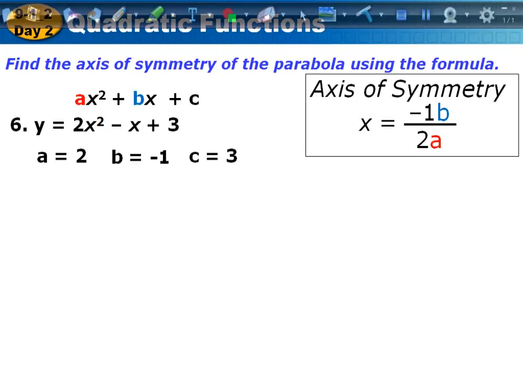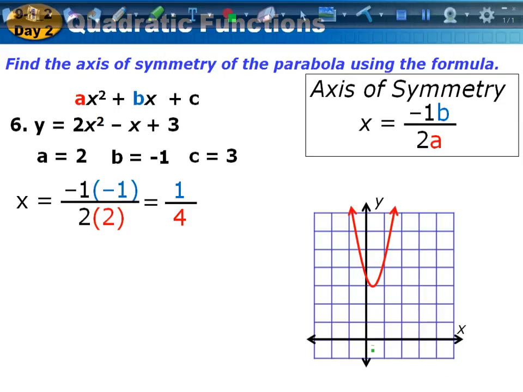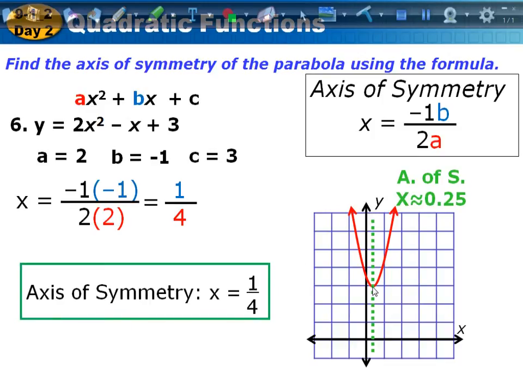So again, we're going to plug it into negative 1 times B over 2 times A. So we're going to plug in our B and our A value. So we're going to say x equals negative 1 times negative 1 over 2 times 2. We're going to multiply the top and the bottom, and we get 1 over 4. So that's approximately 0.25. And again, you can see that over here where it cuts it in half. You do not have to write this part down, only what's right here.